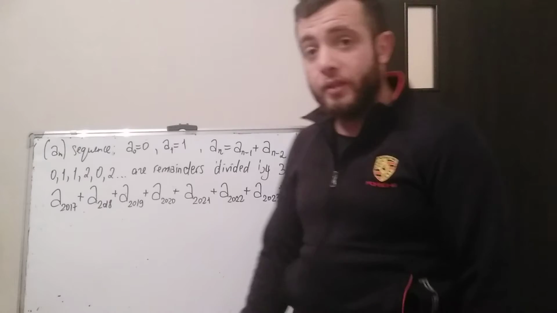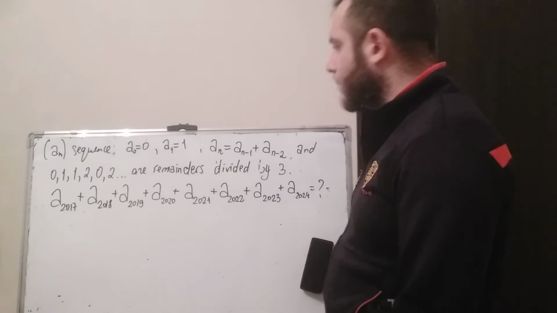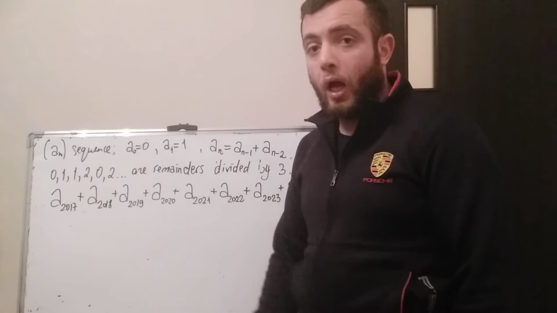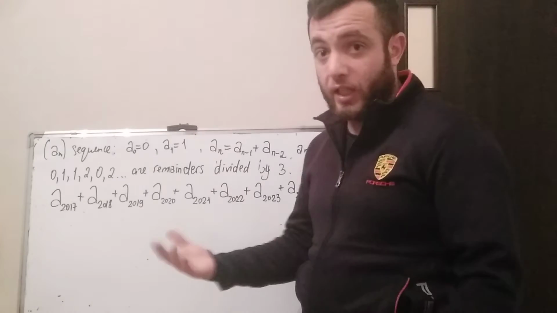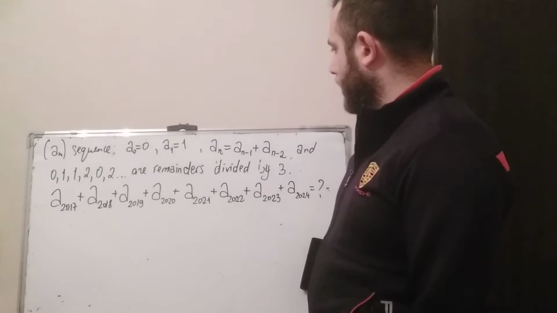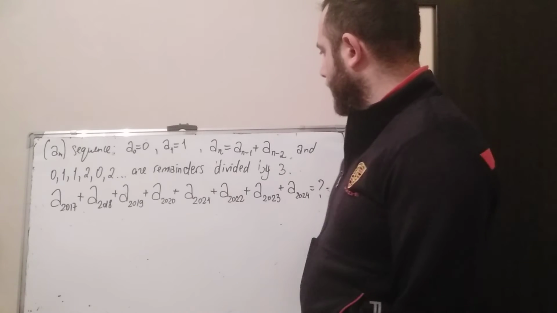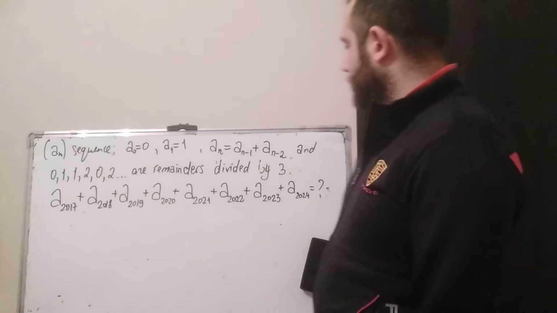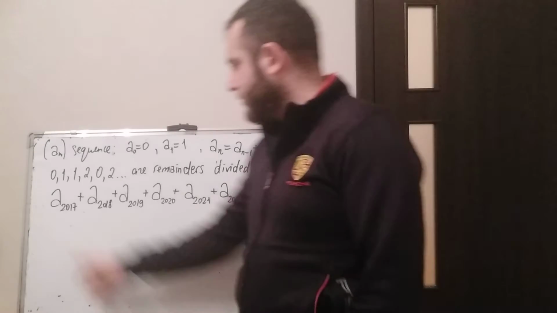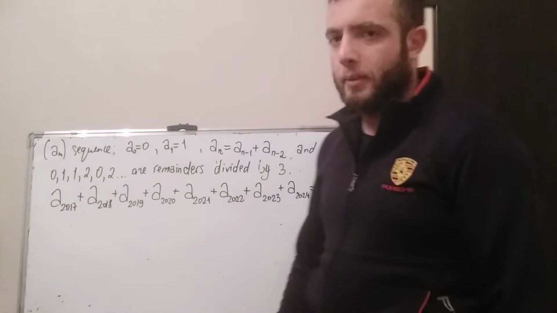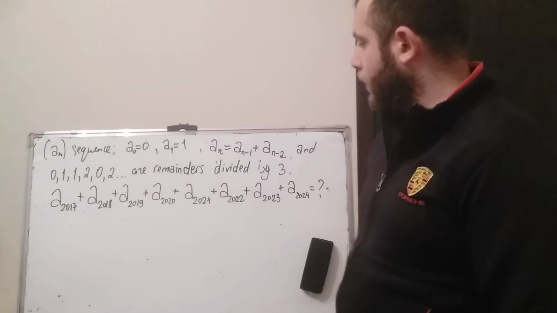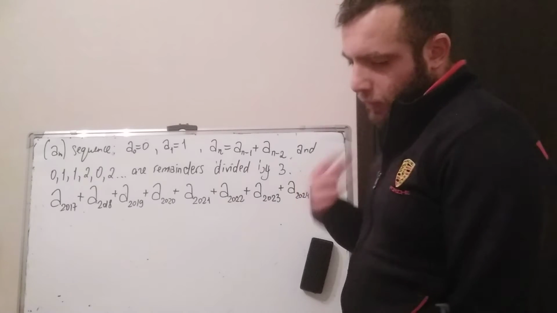These are the remainders divided by 3. Actually, these are the values of the terms of the given sequence, obtained as remainders divided by 3. So the question is to find a sub 2017 plus a sub 2018 plus a sub 2019, a sub 2020, 2021, 2022, up to 2024.